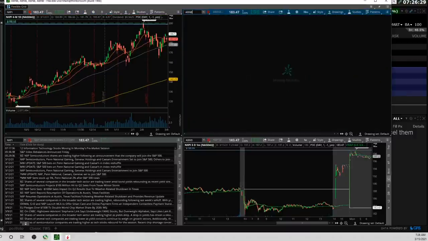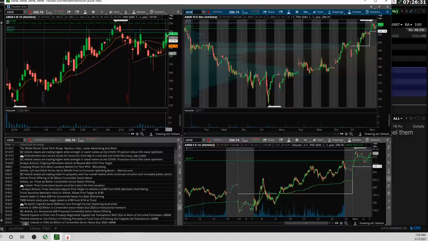Also looking at Airbnb. This looks pretty good on the daily. So I have prior day's high marked, 208.70, pre-market high 212.10, and then just knowing that this is close to all-time high. So it reclaimed the short-term moving averages, nice and strong, looks pretty good.